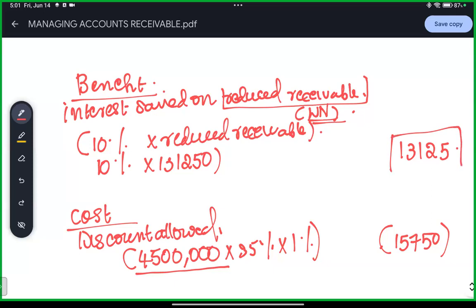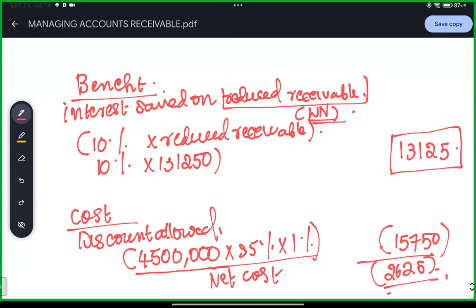Now I am going to do a comparison. The benefit of providing this discount is 13,125. The cost is 15,750. So the net impact is a net cost. It is a negative figure. Let's calculate the net cost: it is a net cost of 2625.